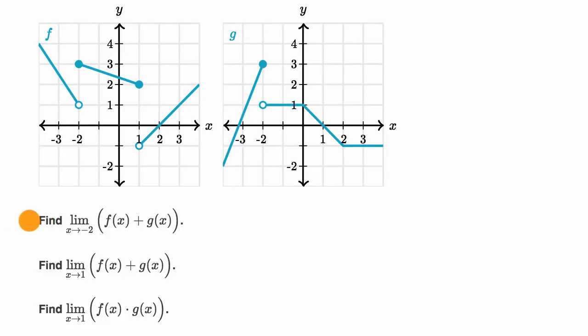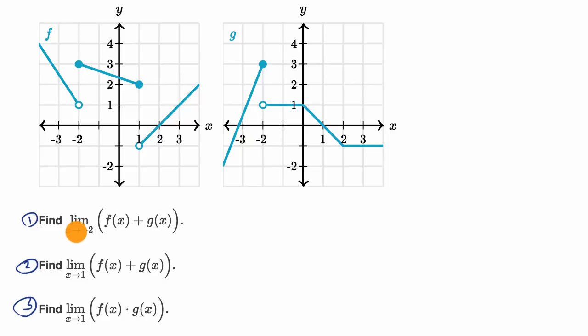We are asked to find these three different limits. I encourage you, like always, pause this video and try to do it yourself before we do it together. So when you do this first one, you might just try to find the limit as x approaches negative 2 of f of x, and then the limit as x approaches negative 2 of g of x, and then add those two limits together. But you will quickly find a problem.